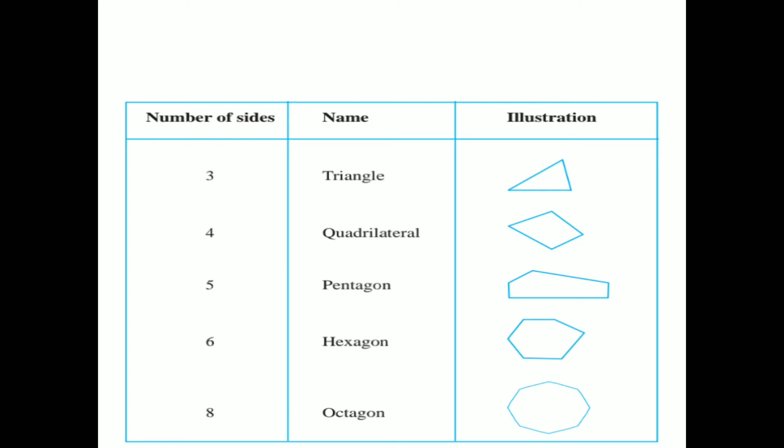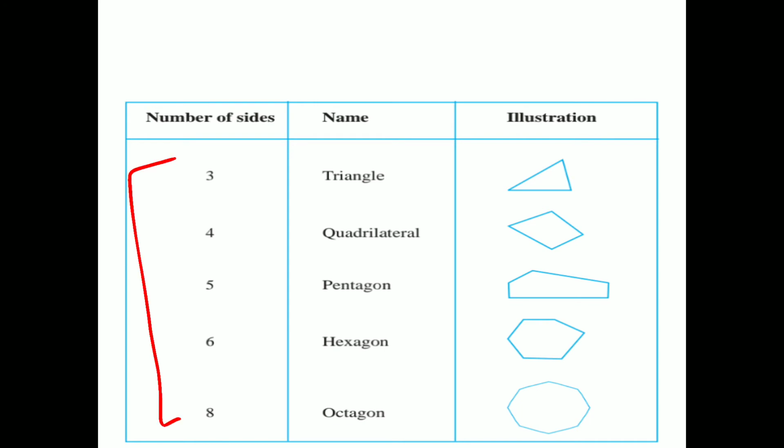Now we do exercise 5.8. Exercise 5.8 depends on polygons. Do you know polygon? Poly means many and gon means sides. The figures which have many sides are called polygons. So a polygon is a figure which is made up of straight lines and it should be closed. Clear? So on the basis of this, there are some figures given.